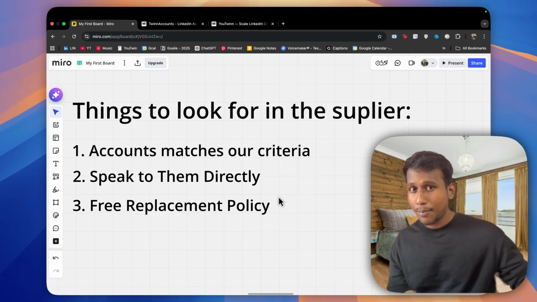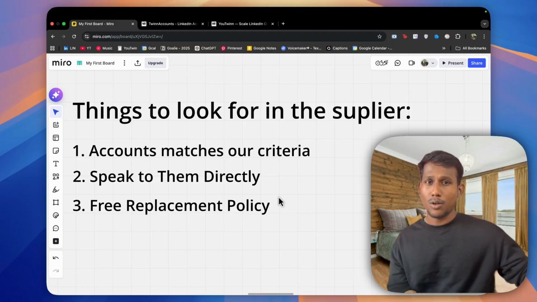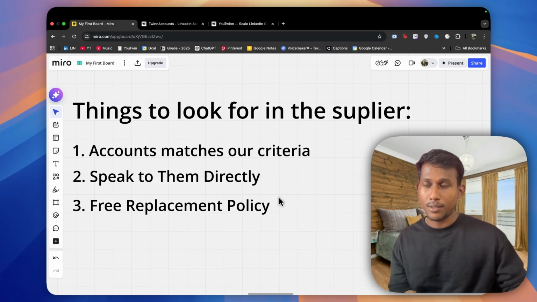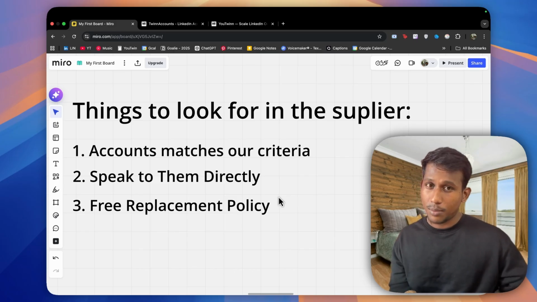The supplier can get it back in the future. He can re-verify it or reach out to LinkedIn support and he can get it back, but it will just take time and you don't have to suffer the losses during that time period. So make sure they have a free account replacement policy. This is one of the main things that you should look for.